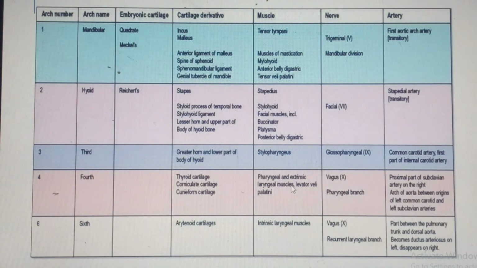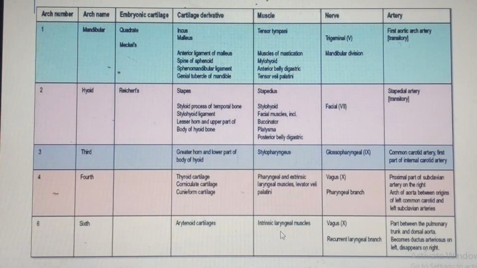But apart from that, this kind of muscle, the levator veli palatini. This time it is levator veli palatini. The levator veli palatini is also coming from the fourth arch. I didn't say tensor, I said levator veli palatini. So the pharyngeal and extrinsic muscles, all these will be coming from there.